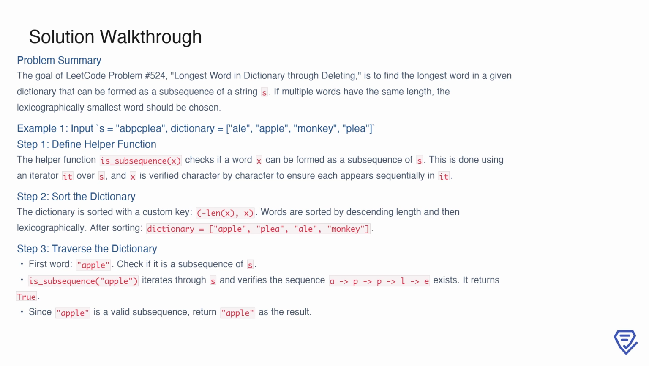Next, the dictionary is sorted using a custom key. This key prioritizes words by their length in descending order, and if lengths are the same, words are sorted alphabetically. For this example, the sorted dictionary becomes apple, plea, ale, monkey. Now we traverse the sorted dictionary. The first word is apple. The is_subsequence function confirms that the sequence A-P-P-L-E exists in S, so it returns true. Since apple satisfies the conditions, it becomes our result for this input.